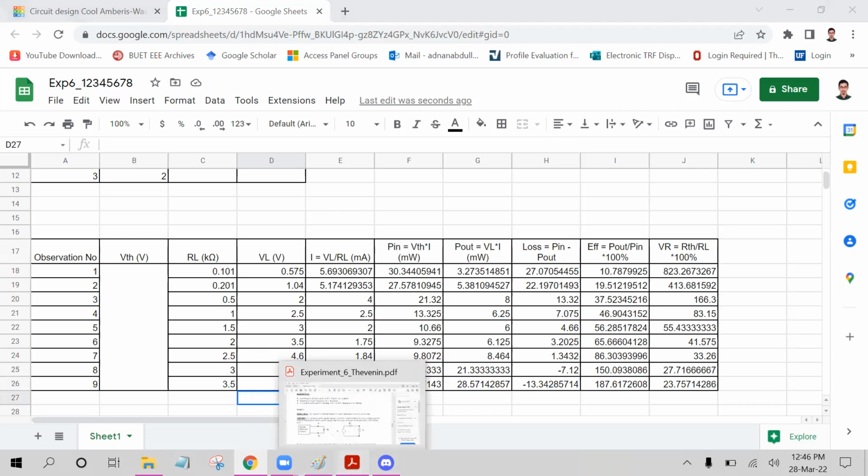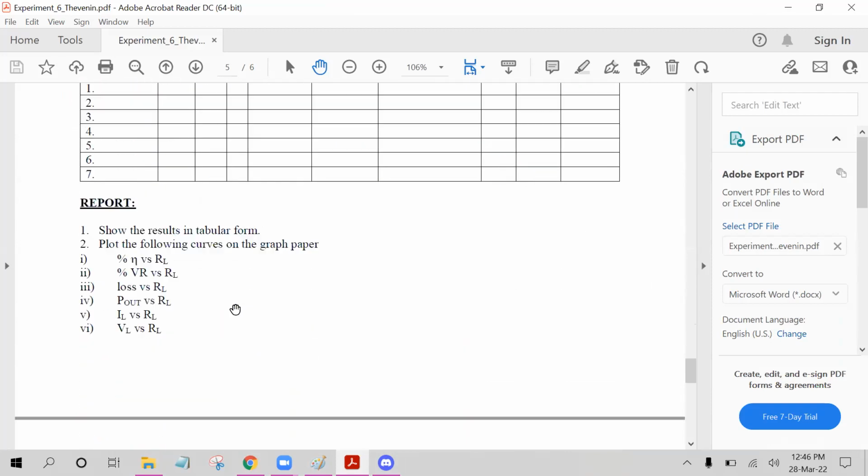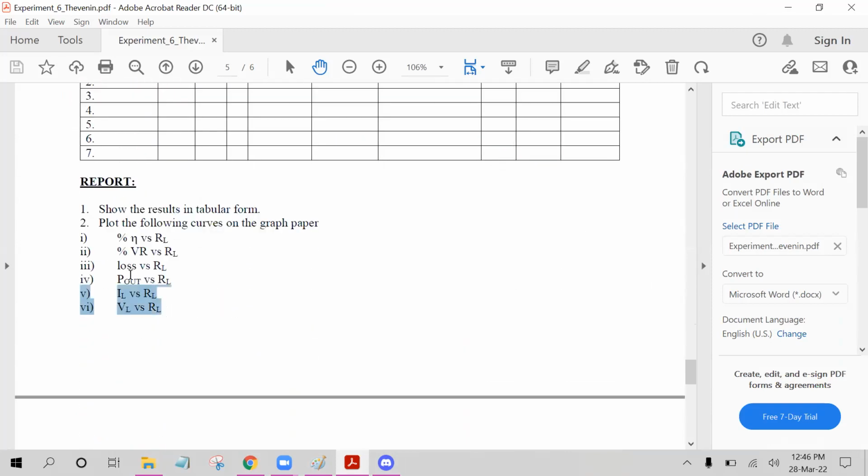Now what we need to plot here, the required plots are mentioned in your lab sheet. You have to plot these 6 graphs. Please observe that every graph is plotted with respect to load resistor, because this is the only variable, the only quantity that we are varying in this circuit, right? So every time we vary load resistor and observe what is the effect on a particular quantity.